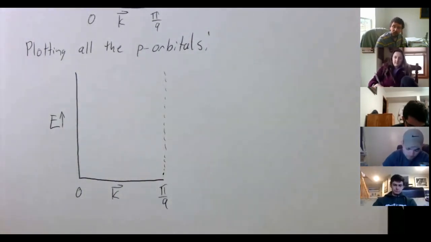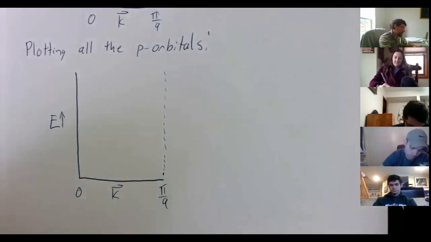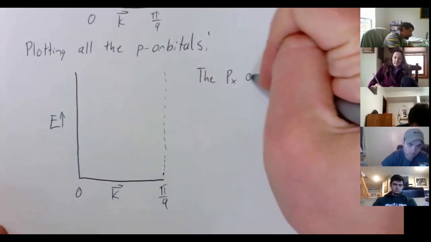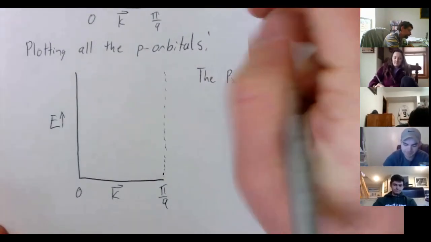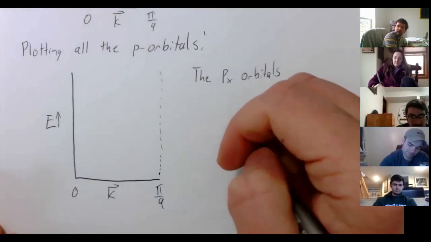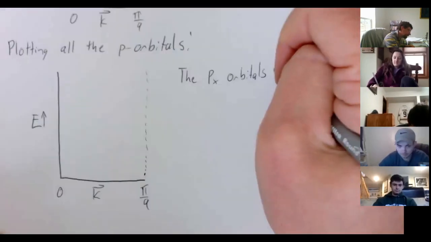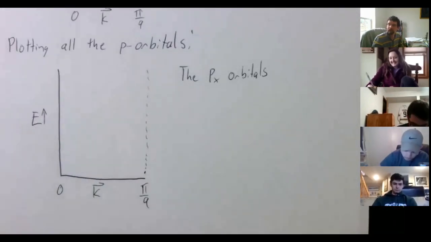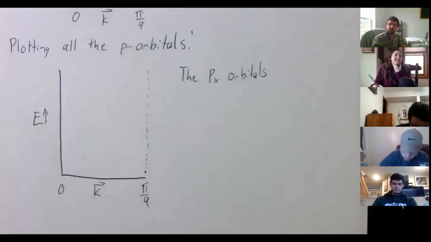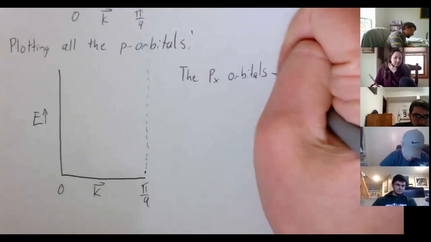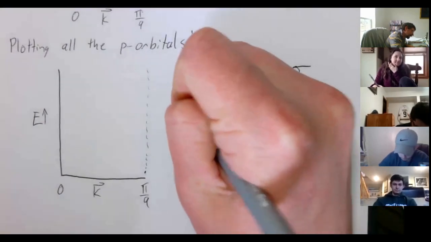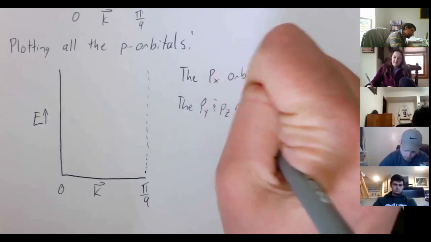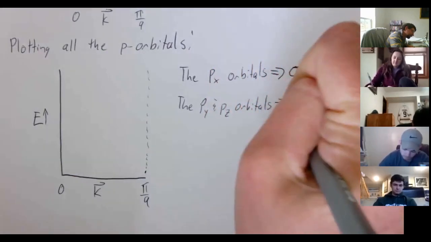So now the first thing we want to do is consider the type of overlap. So the p_x orbitals, what type of overlap do they have? What type of crystal orbitals will they result in? Sigma. And the p_y and p_z, what were they? Pi.